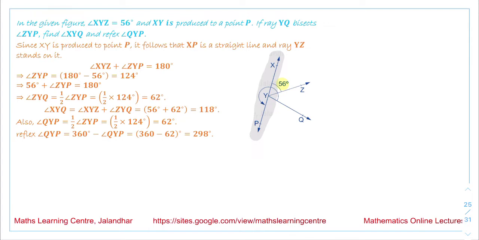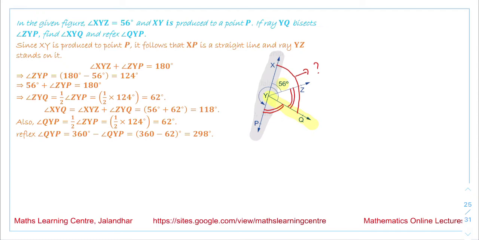If ray YQ bisects the angle ZYP, it means these two angles are equal angles. We have to calculate the value of XYQ, this larger angle. We also have to calculate the value of reflex angle QYP.